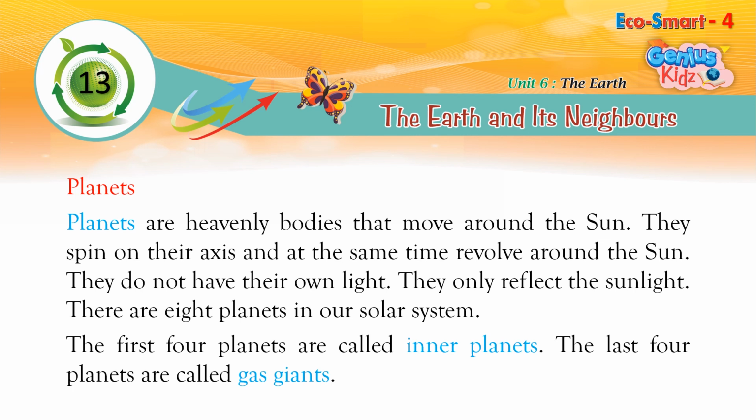Planets are heavenly bodies that move around the Sun. They spin on their axis and at the same time revolve around the Sun. They do not have their own light. They only reflect the sunlight. There are 8 planets in our solar system. The first 4 planets are called inner planets. The last 4 planets are called gas giants.